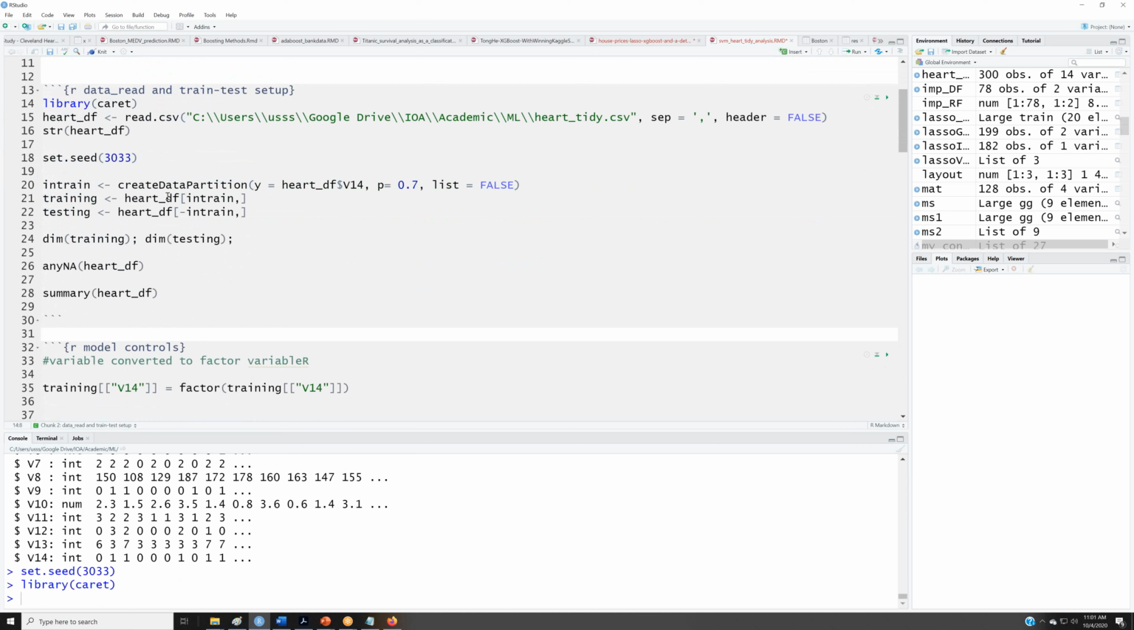So there is a create data partition, and then it gives me which variable to use, and then I'm saying 70% you put it in training, 30% you put it in testing, and then you don't create it as a list. Okay, just to keep it as a data frame. So that's what it is doing.